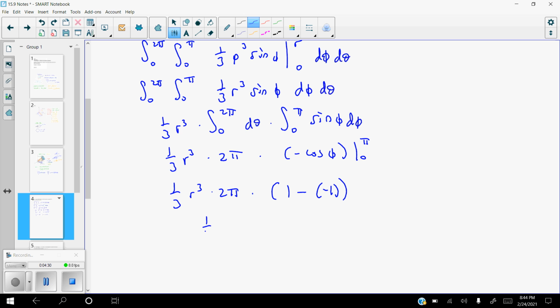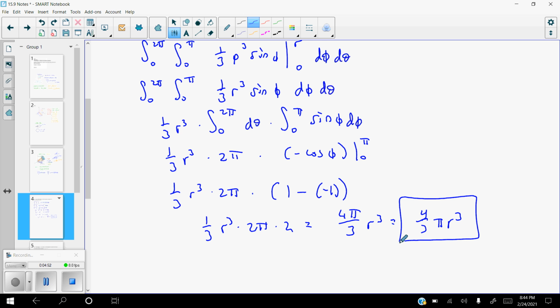So what we get is 1/3 r cubed times 2 pi times 2. So 2 pi times 2 is 4 pi, so we get 4 pi thirds r cubed, or you're probably used to seeing it as 4/3 pi r cubed. Very nice. That is the volume of a sphere.